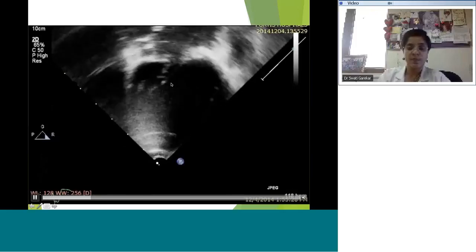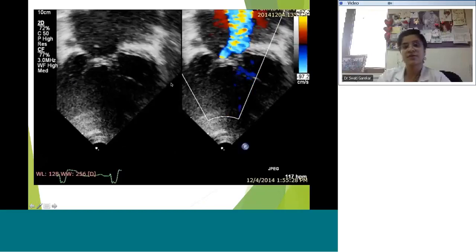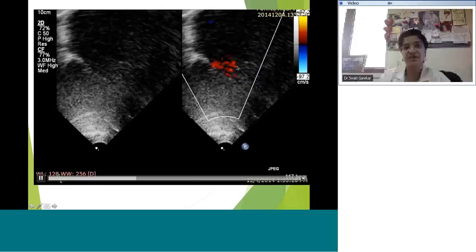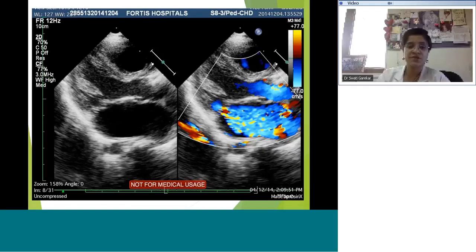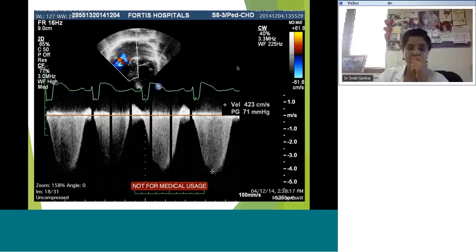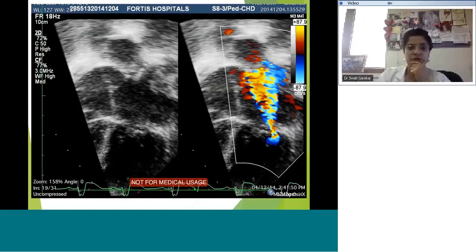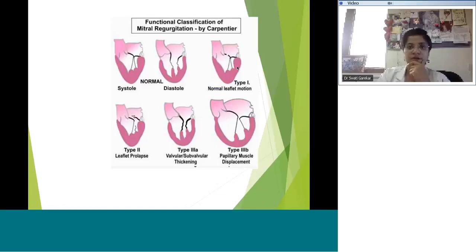Now here is a two-chamber view got from the apex. We're trying to look at the whole thing in further detail. There's one central jet and one in the posterior leaflet. That's PA pressure, which also helps you in determining acuity or chronicity of the mitral regurgitation. Okay, so we're looking at vena contracta.